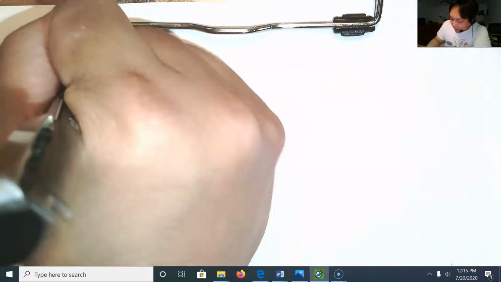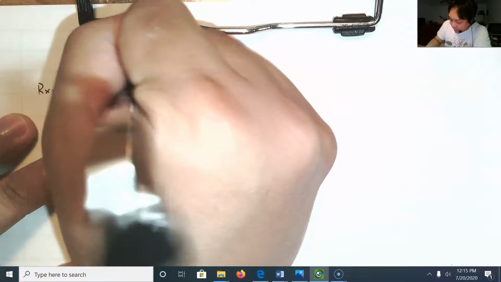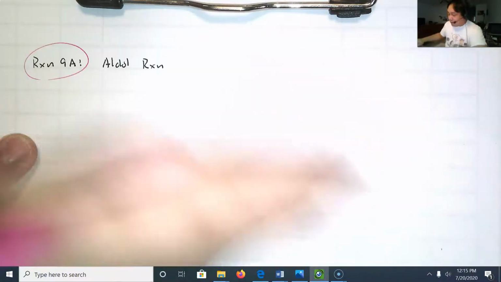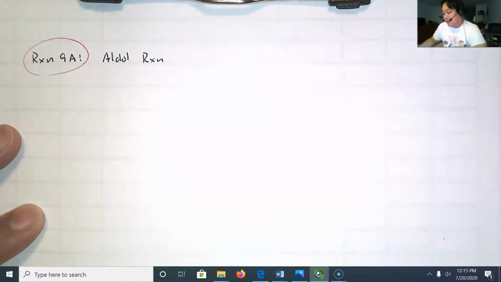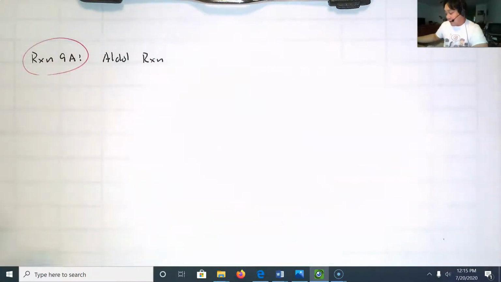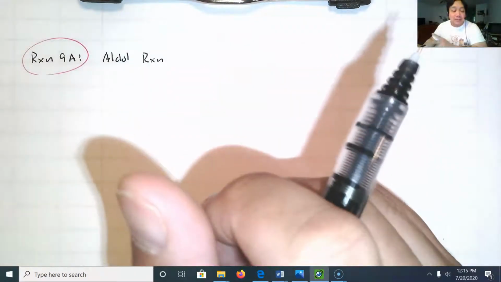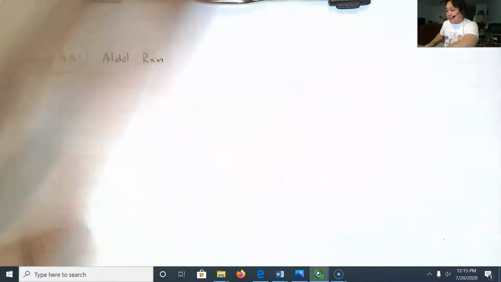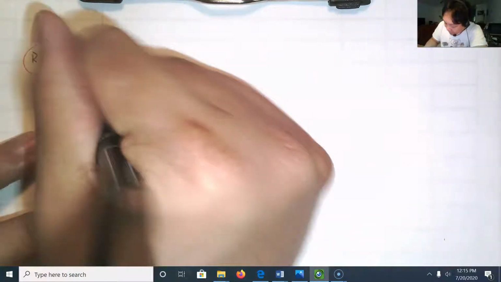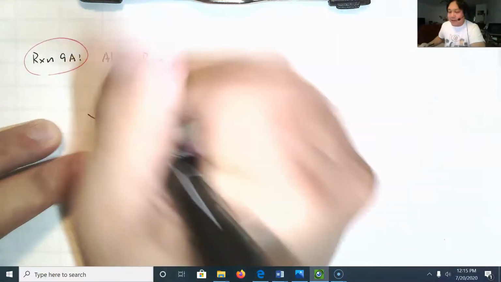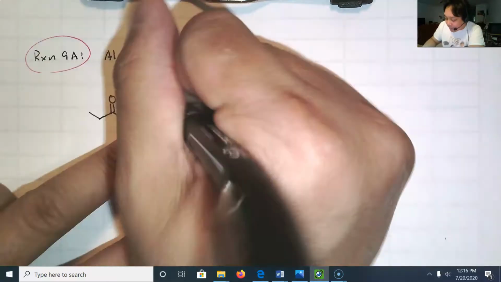We'll go through this slowly. Reaction 9A. Aldol reaction. The aldol reaction we're going to learn right now is a reaction between two of the same types of molecules. Let's take an aldehyde. Let's take this aldehyde here, propanal, and I said that we were going to use sodium hydroxide.